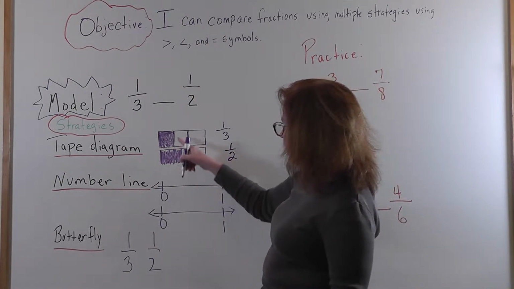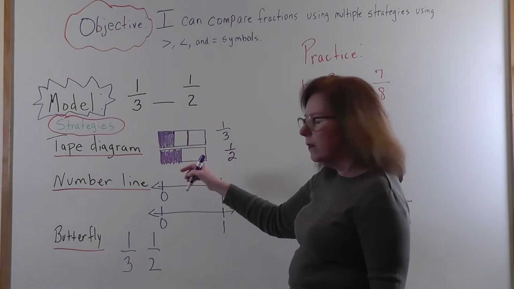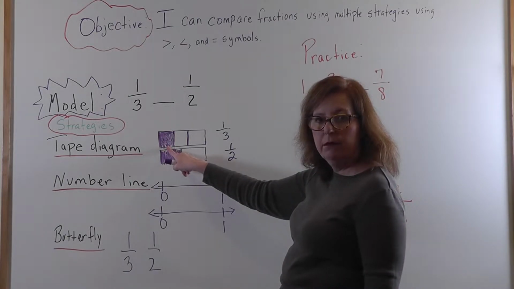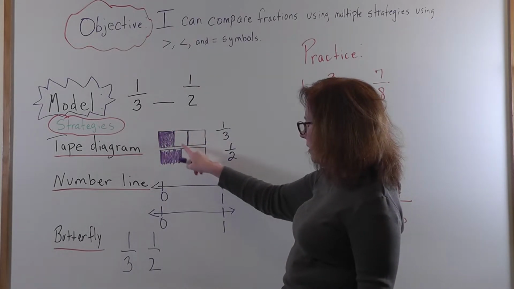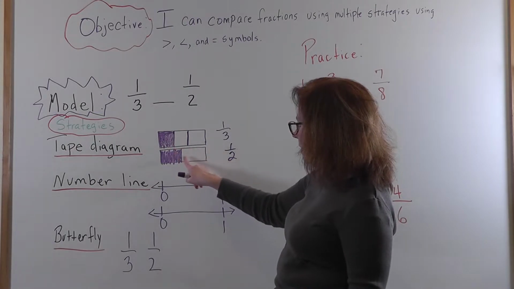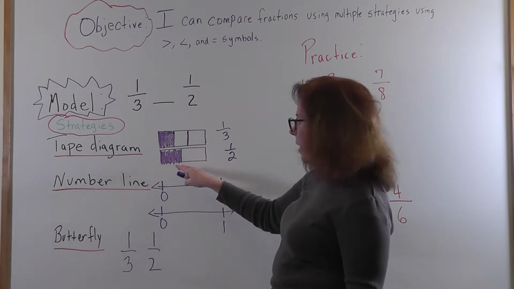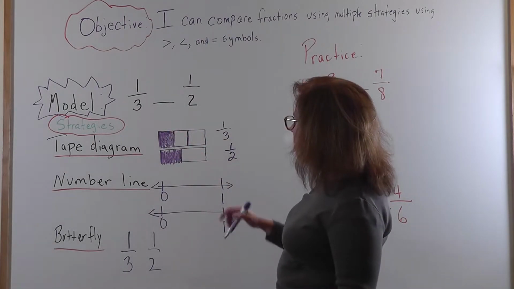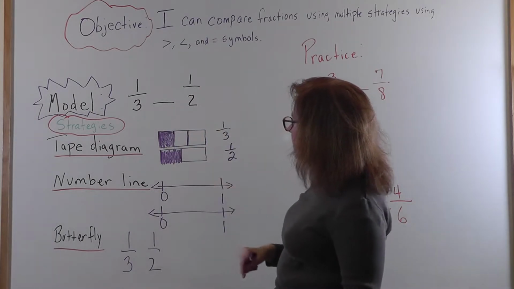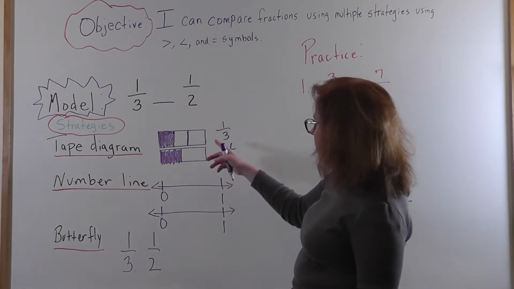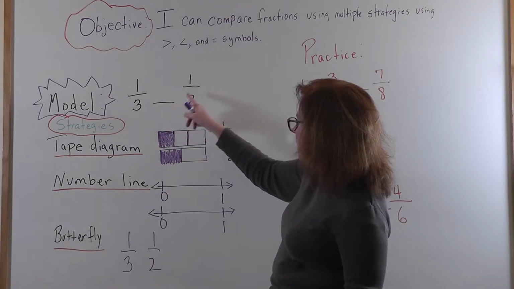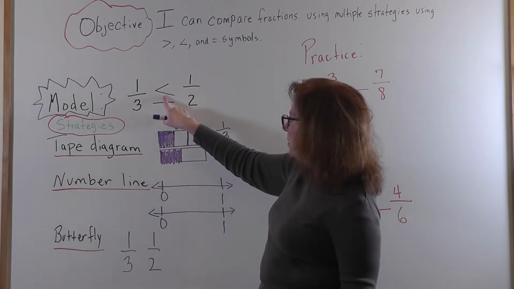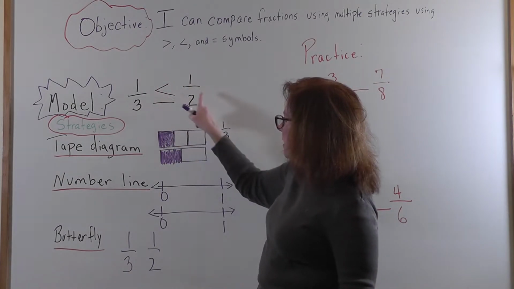So I know by looking at this tape diagram that 1/2 is greater than 1/3. Just by showing this, this is a visual strategy, and I can see that 1/2 is greater than 1/3. So I can put my comparison symbol here, and 1/3 is less than 1/2. So I'm going to put this symbol in: 1/3 is less than 1/2.